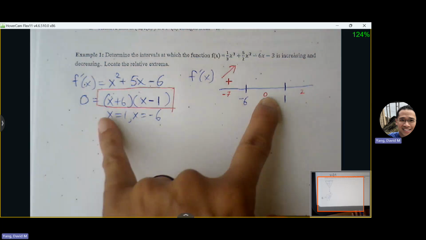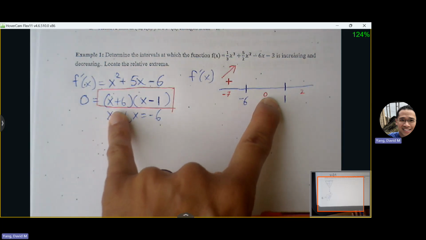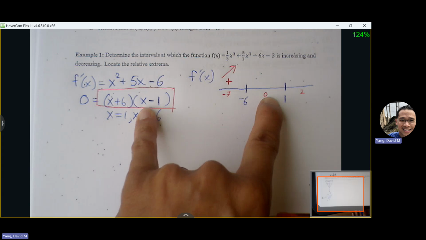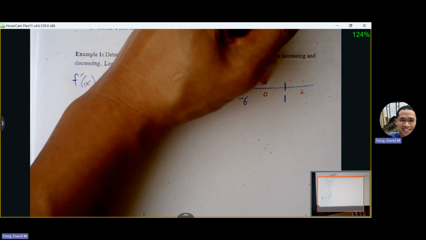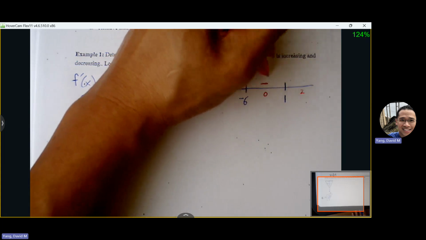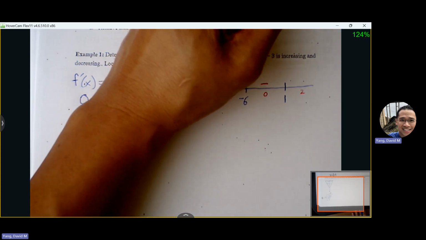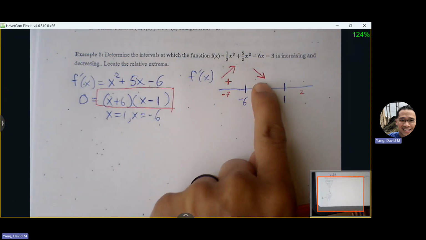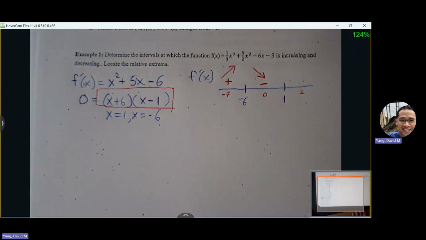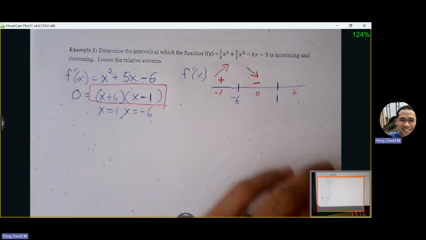Okay, plug 0 into my f prime. 0 plus 6 is positive. 0 minus 1 is negative. Positive times negative is negative. So I know that this entire region here, my graph is going to be experiencing a negative slope. I'm going to show a line that is demonstrating a negative slope. It just helps me visualize how my graph is flowing and what the graph is looking like.